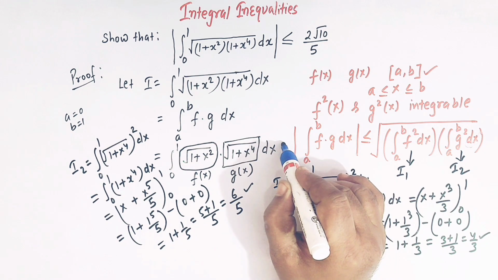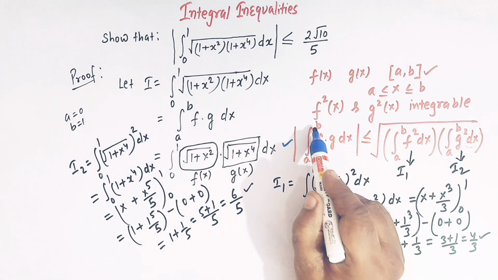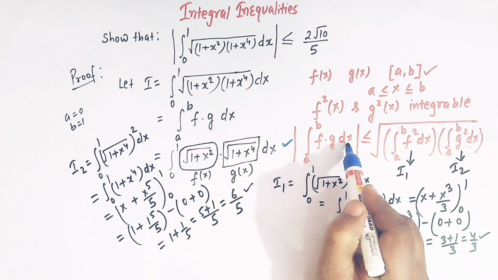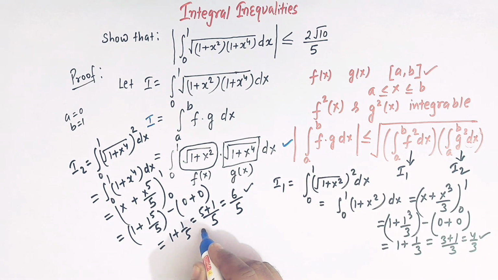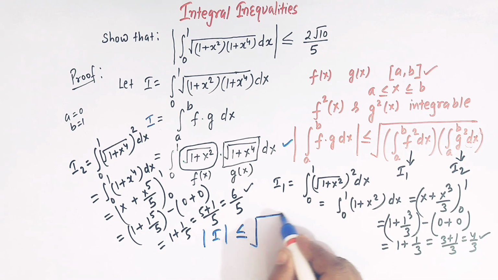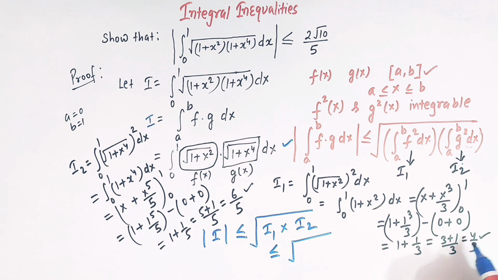So now this Cauchy-Schwarz inequality assumes the form: if we take this integral from a to b of f g dx as I, because I is our integral, then we have the mod of I less than or equal to the square root of I1 times I2. So this is the square root of I1, I1 is 4 over 3, I2 is 6 over 5. So now we can simplify this expression.